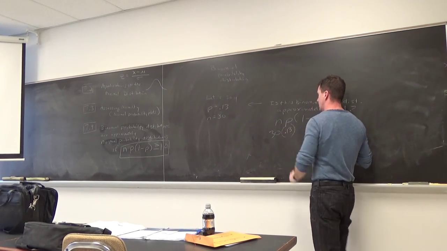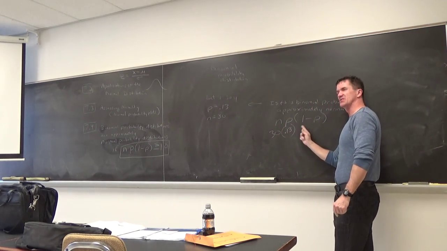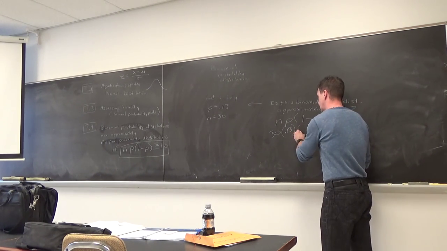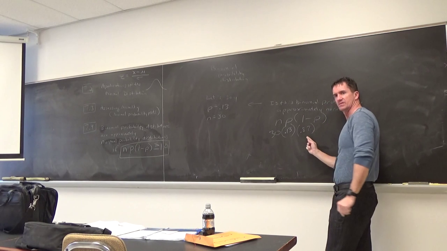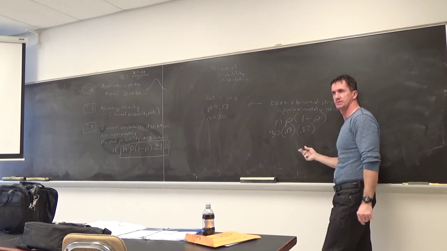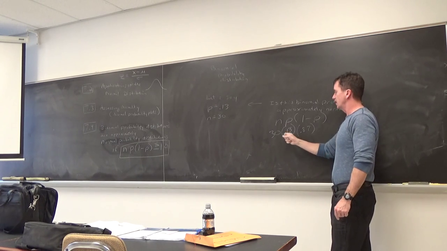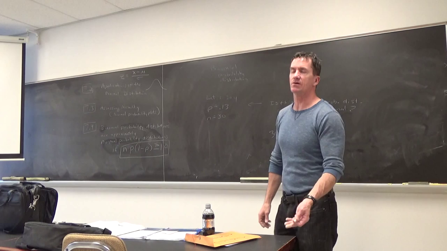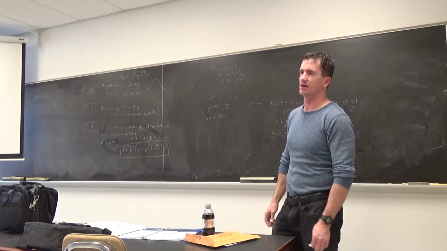0.13. What's 1 minus 0.13? 0.87. You can type 1 minus 0.13 on your calculator. We're going to multiply these. Very simple. If we get a number 10 or higher, we'll say yes. If it's lower than 10, we're saying no.